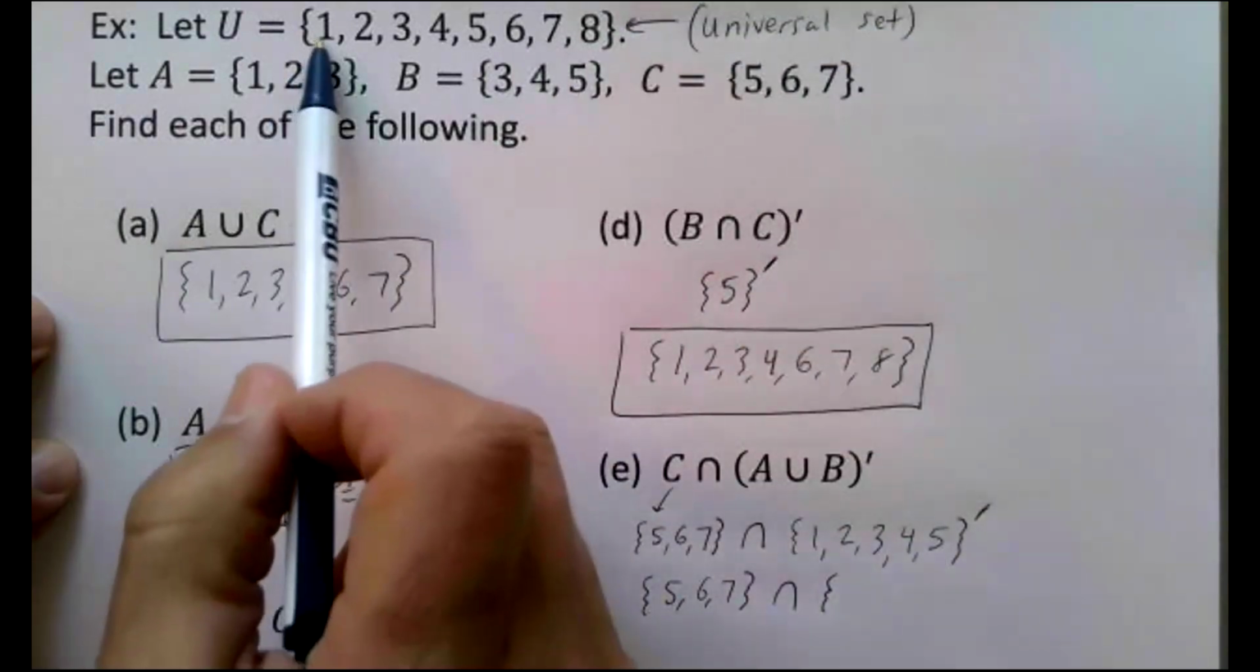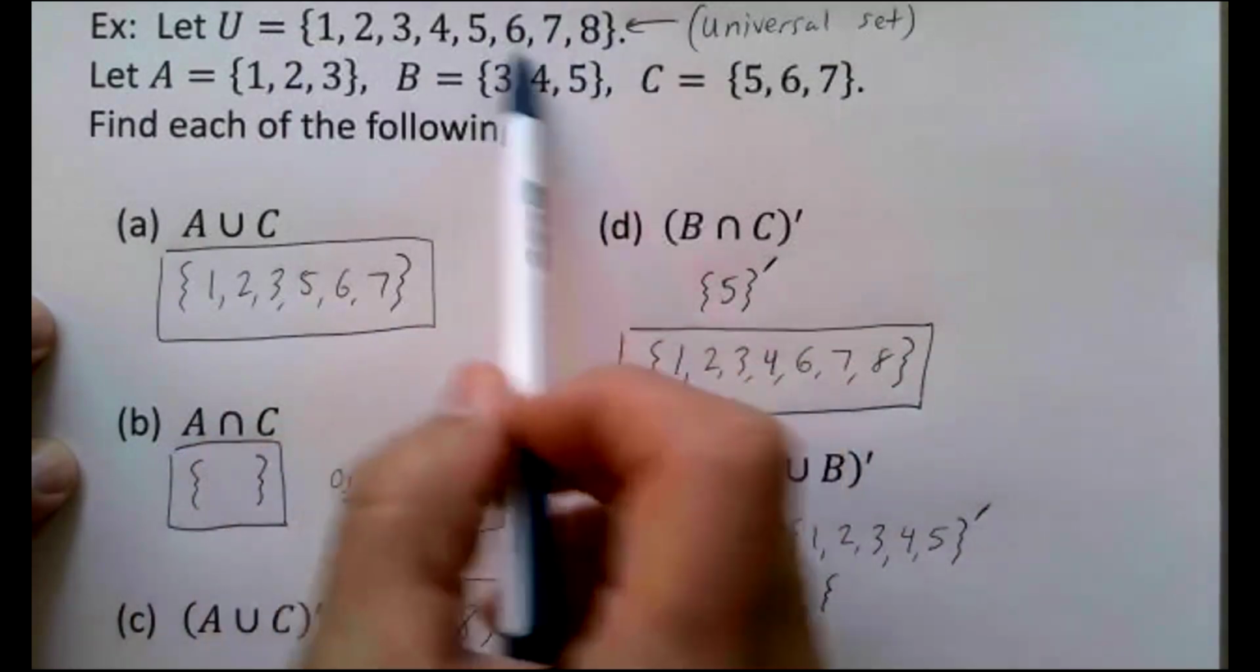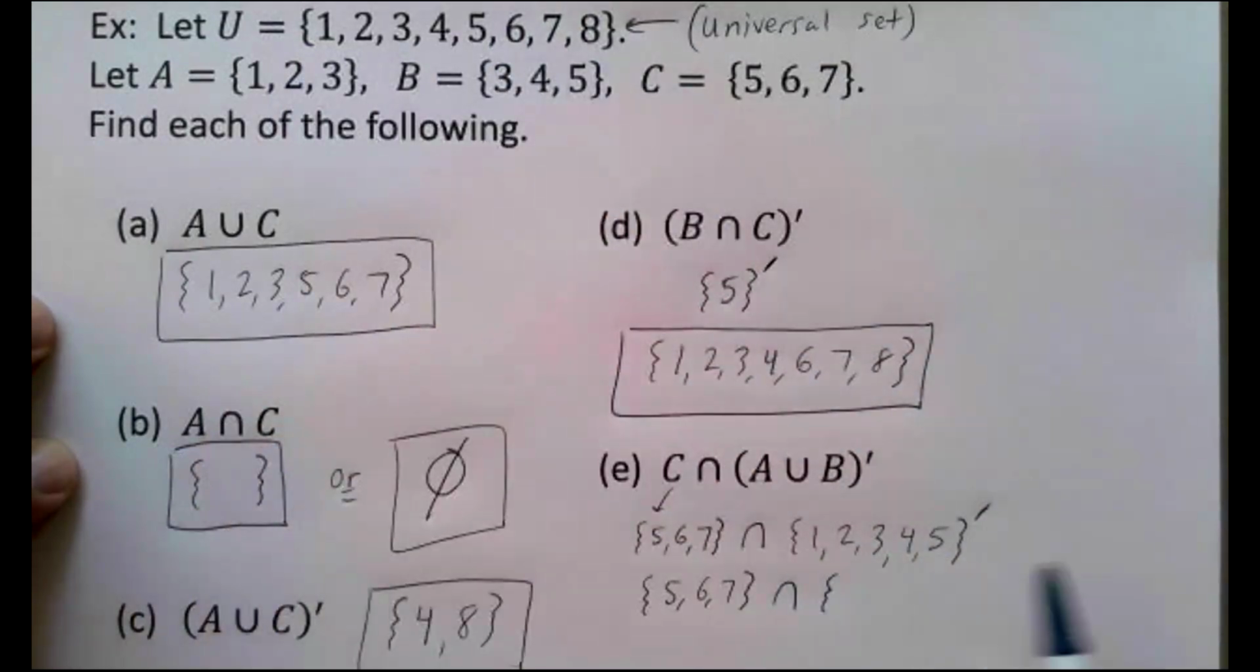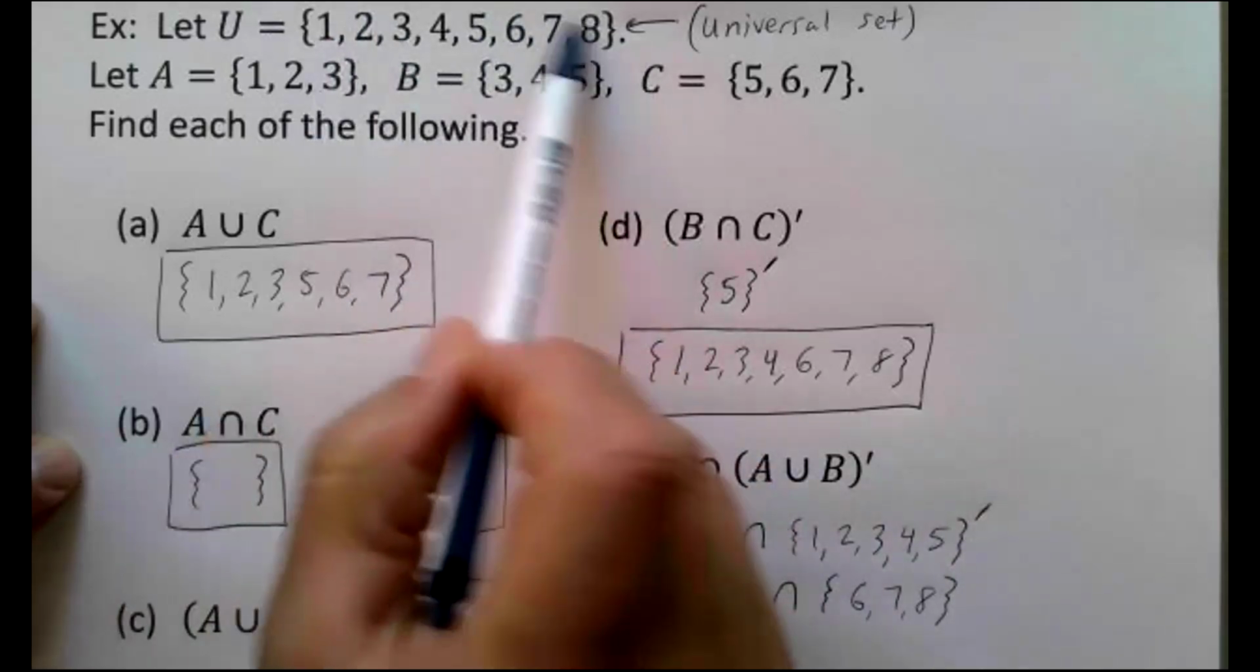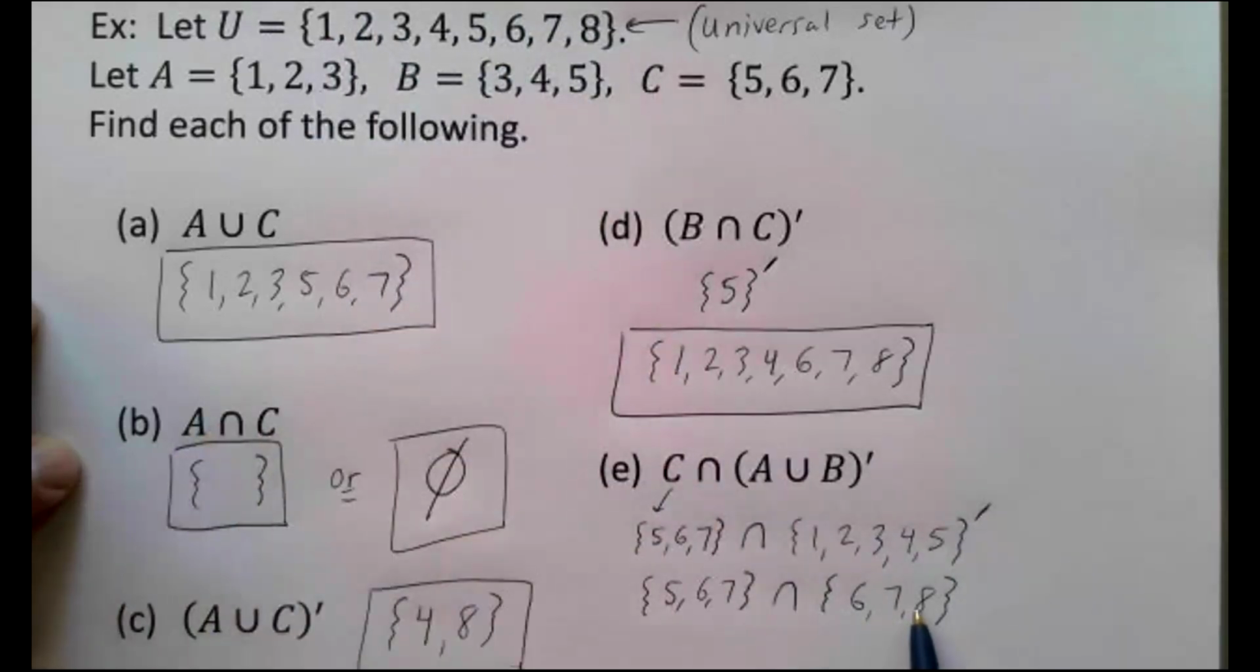So 1, 2, 3, 4, 5 is right there. That means 6, 7, 8 is missing, right? 6, 7, 8 is missing. So the complement means tell me what's missing out of there. That's the 6, 7, 8. Complement means opposite of that set. The opposite of 1, 2, 3, 4, 5 is the rest of the stuff, the 6, 7, 8 right there.